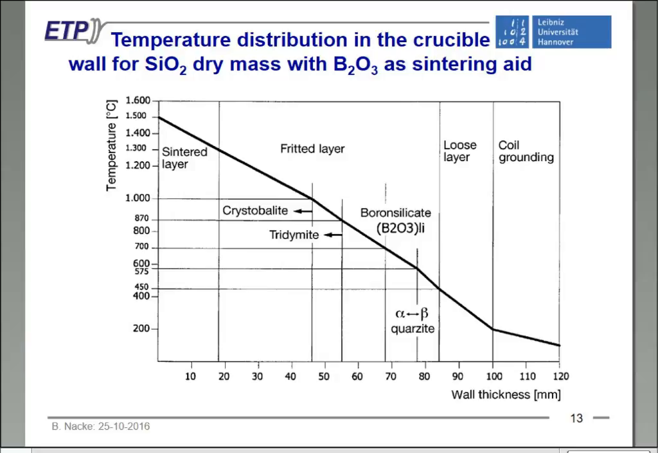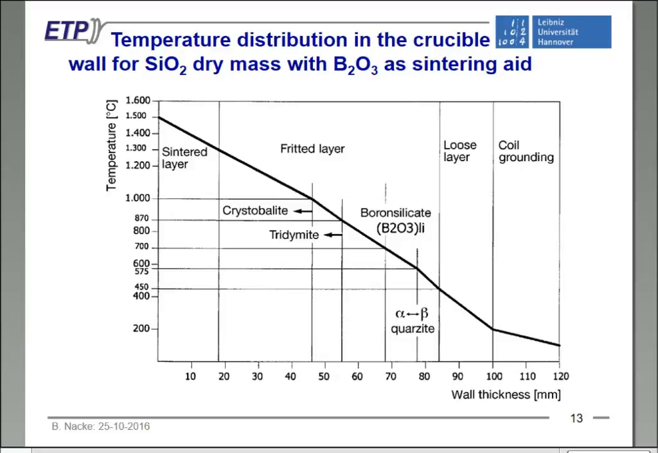Here we have the coil, the water-cooled coil. So this shows the temperature. So it's clear here just before the water-cooled coil we have a low temperature, maybe 100 degrees centigrade. On the coil itself we have a coil grounding to protect the coil. And then here we have the ramped dry mass, from here to here. You see this is 100 millimeter.